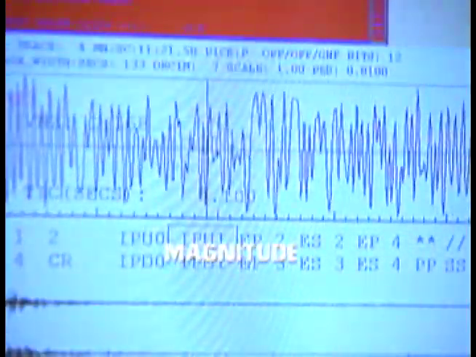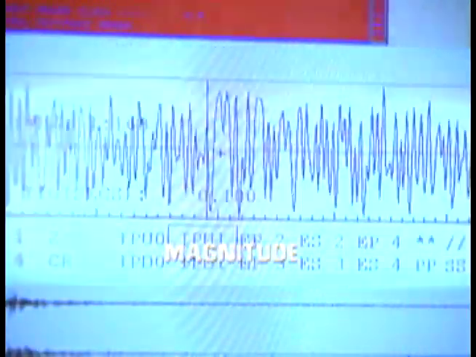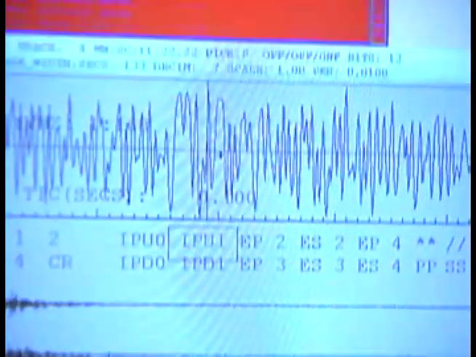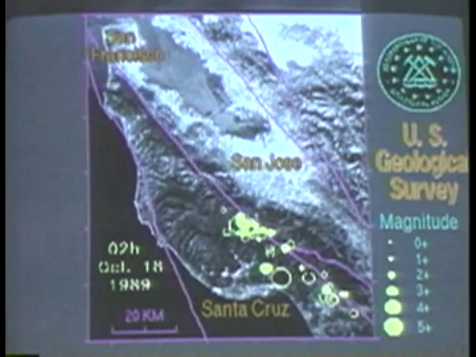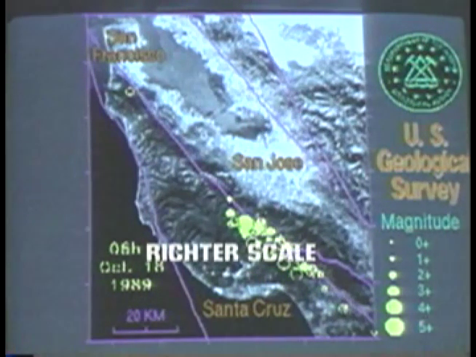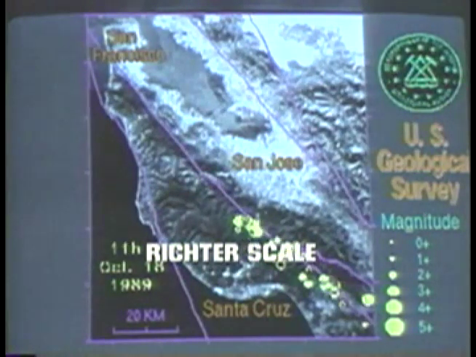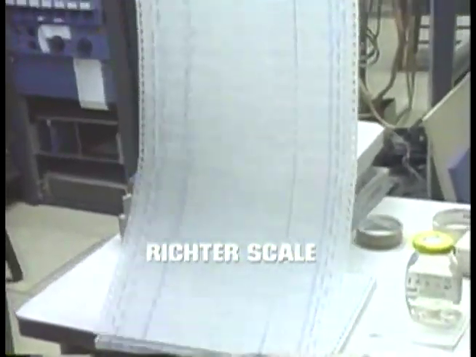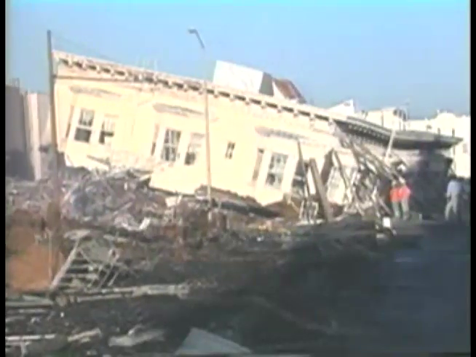By examining various wave patterns, scientists can determine the strength of an earthquake, which is referred to as its magnitude. Earthquakes are assigned a number according to magnitude. The numbering system is referred to as the Richter scale. The larger the number, the greater the earthquake's magnitude. The Loma Prieta earthquake of 1989 registered 7.1 on the Richter scale.